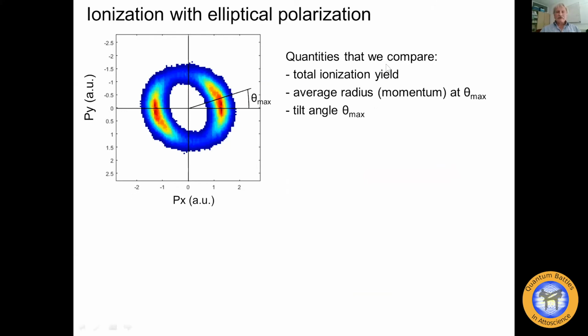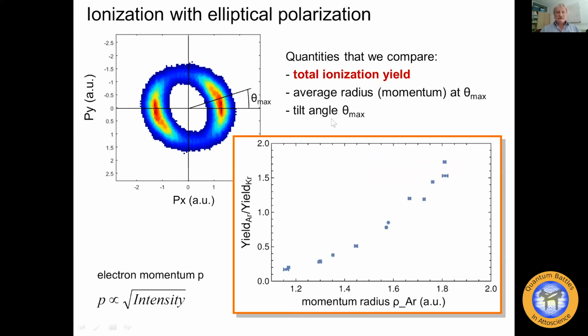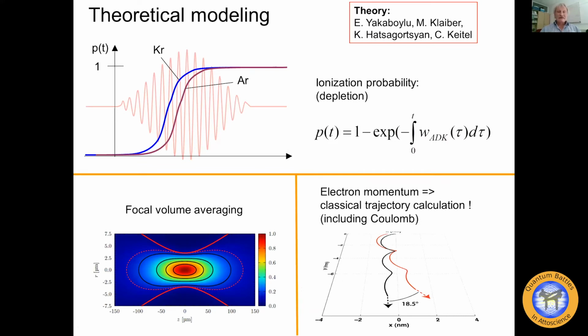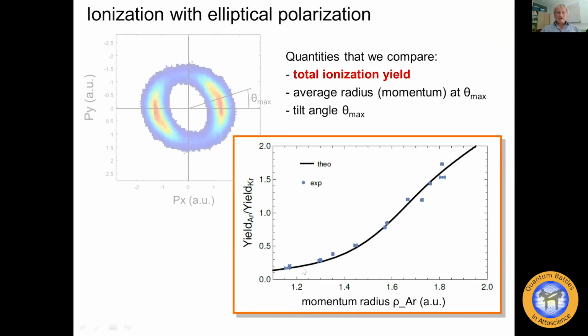So we look at the quantities here: the ionization yield, the average radius of this momentum distribution, and the tilt angle. For example, for the total ionization yield, we plot the ratio of argon and krypton as a function of the momentum of argon electrons, because the momentum scales with the intensity. If we do everything correctly in our calculation, we have to consider depletion, focal volume averaging, and the influence of the Coulomb interaction of the electron with the ion. All this has to go in. It's not that tricky, but then at the end of the day, you get a curve from theory which fits very well with our experiment, if the parameters are all fixed.